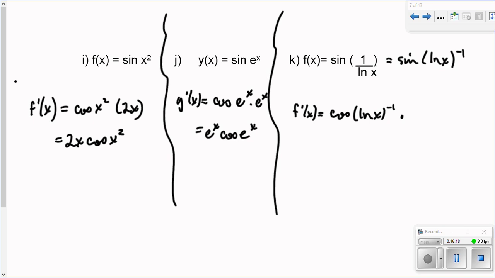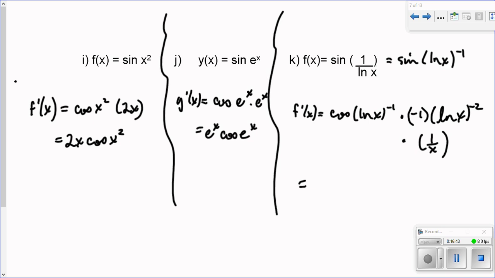So now I'm going to take the derivative of something to the -1, right? This function to the -1, and that's -1 times the ln x to the -2. Okay, and then I can take the derivative of ln x. That's just 1 over x. Okay, so I can just bring this all together. Whoa, and that's a bit of a mess here. So what have I got here?